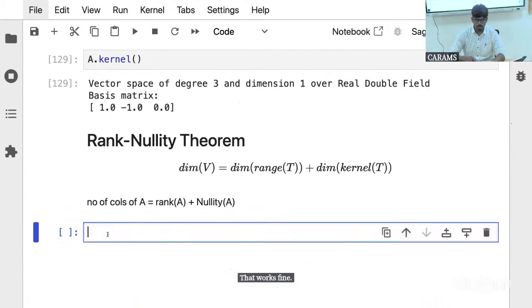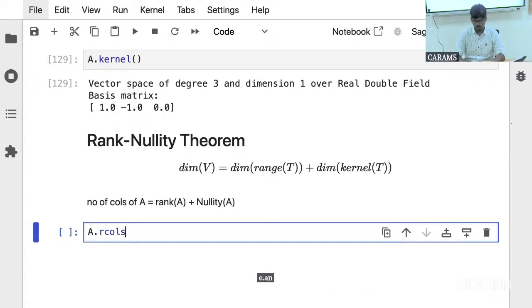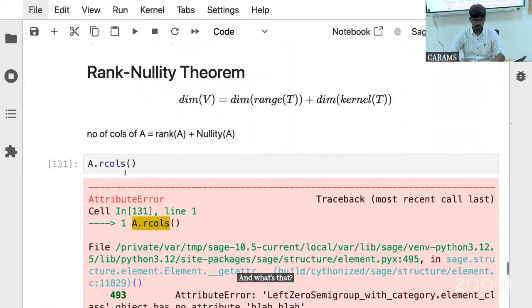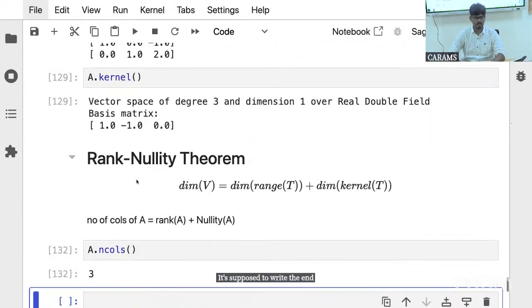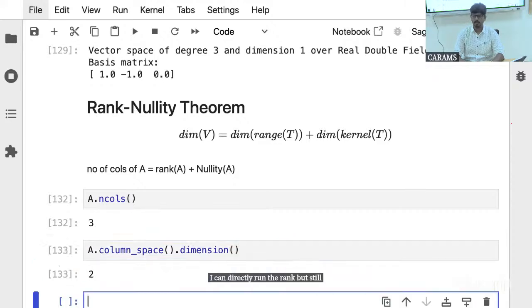Now all that I have to do is verify the rank and nullity theorem. A has n rows, n columns. I'm supposed to write n columns, not r columns. So the number of columns is 3. Now I know that the column space will give you the rank by looking at the dimension. I can directly run rank, but I just want to show one more function. If you take any vector space and operate dimension on it, it gives you the dimension of that.